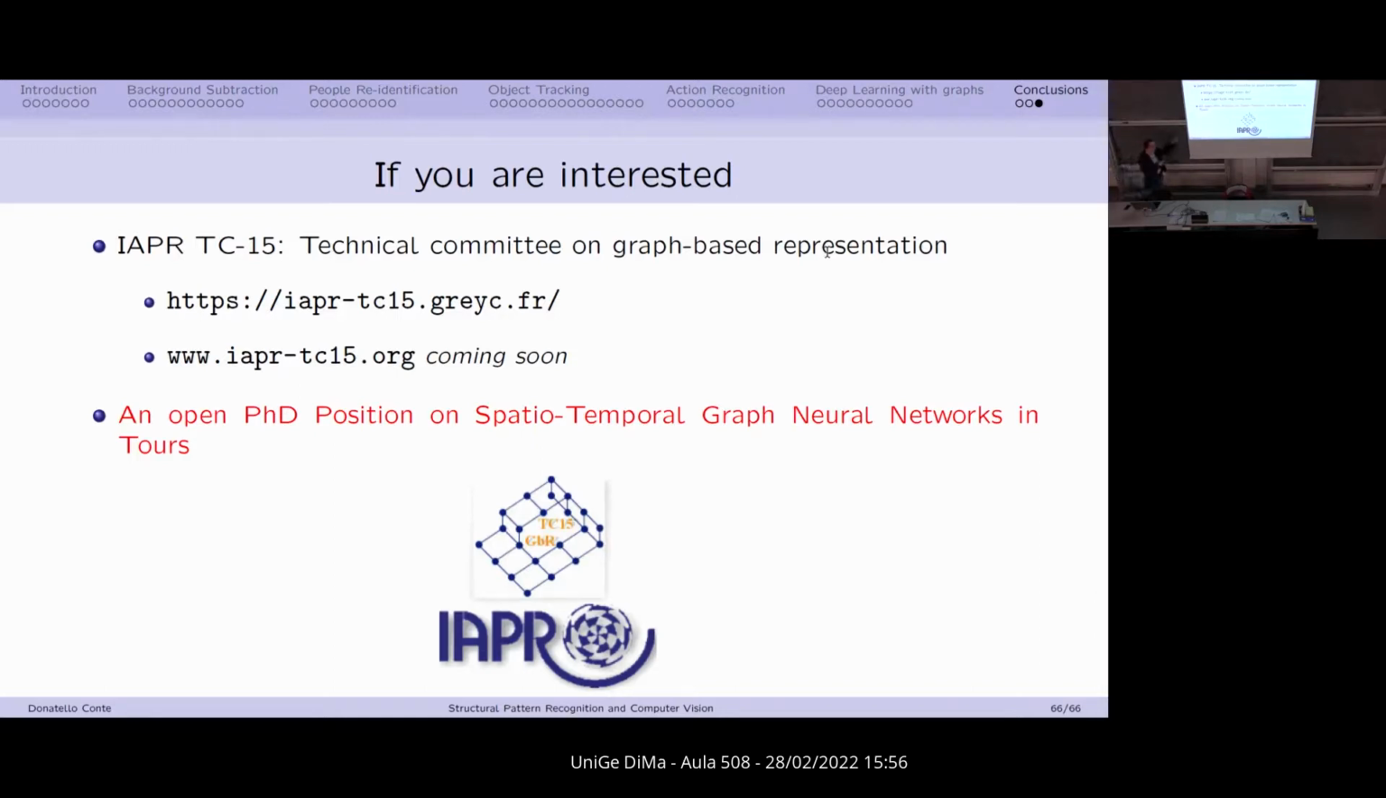And in particular in our laboratory, we have an open position exactly on action recognition or spatiotemporal graph representation. So if some of you are interested or know someone who is interested, please tell them. So thank you very much for your attention.